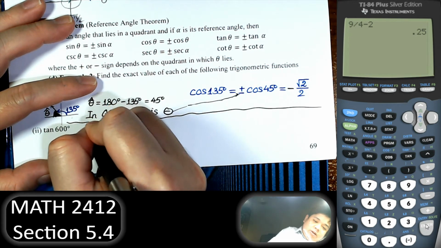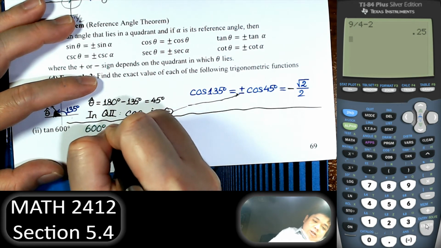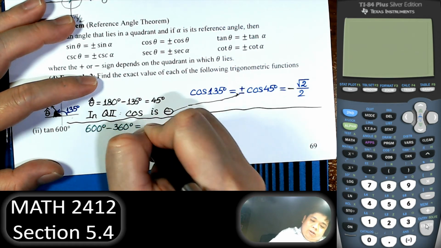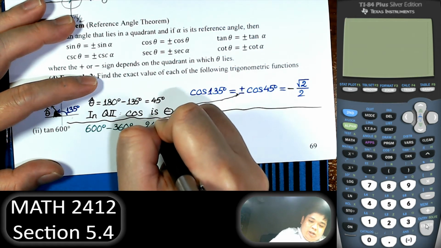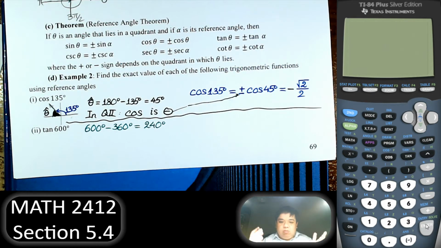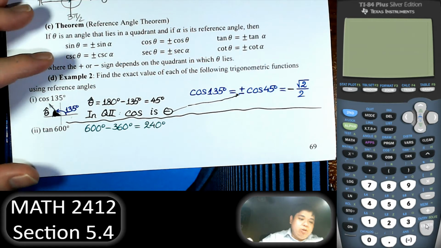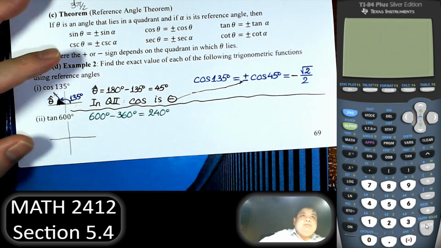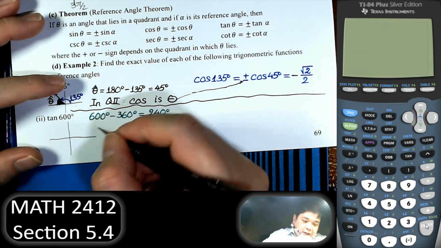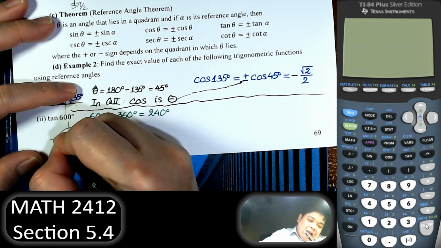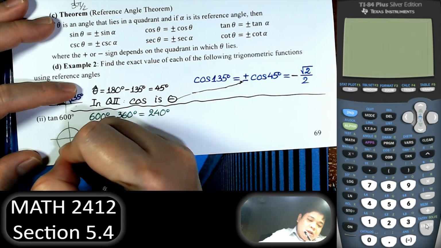So 600 degrees minus 360 is 240 degrees. So instead of doing 600, 240 will be easier to handle, right? So where is 240? 0, 90, 180, and 240, so somewhere in here.